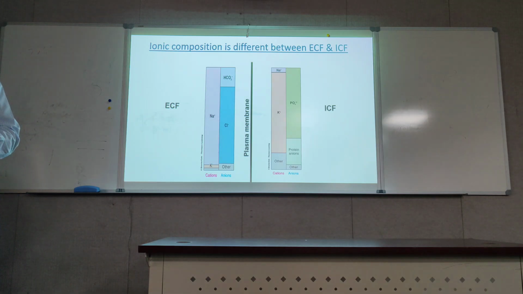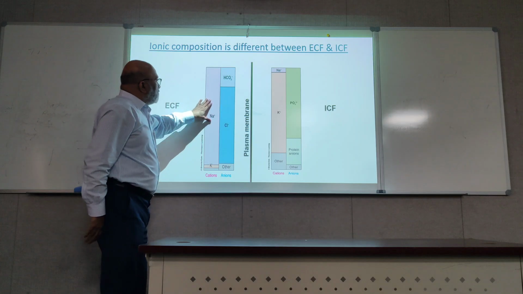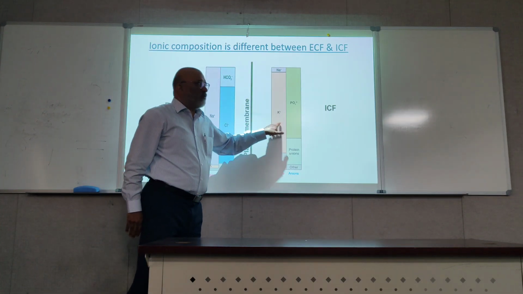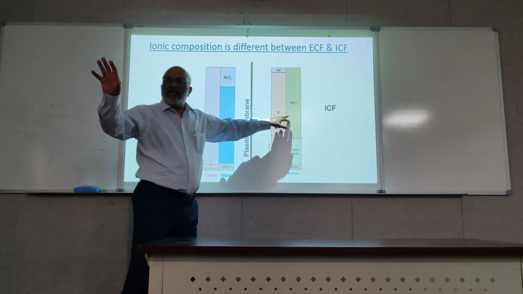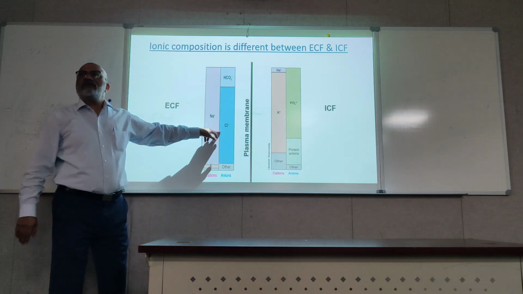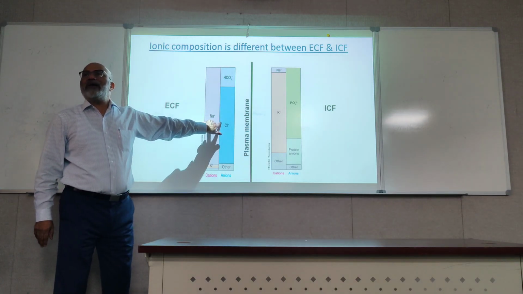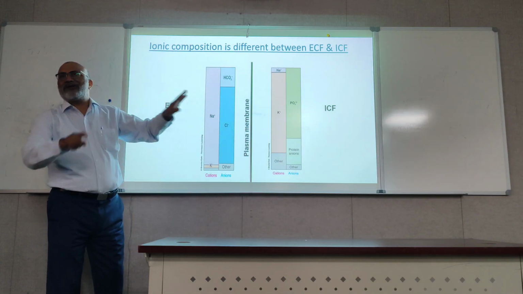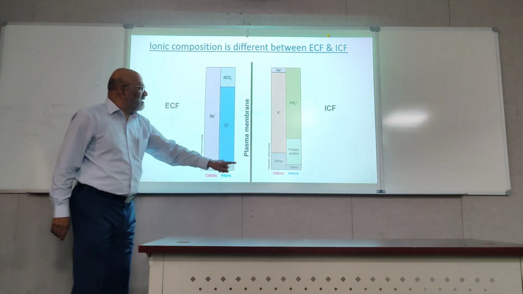So we have made the first concept. Sodium more here, potassium more in the intracellular fluid. What is this? Phosphate. Less important. What is this? Chloride. Sodium and chloride are married. They stay together. So chloride is more over here. What is this?